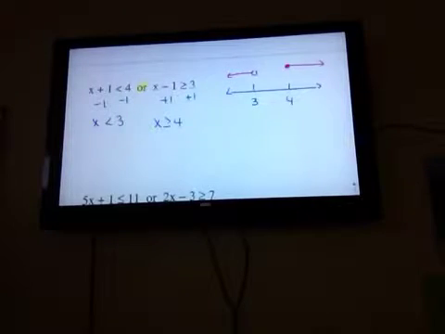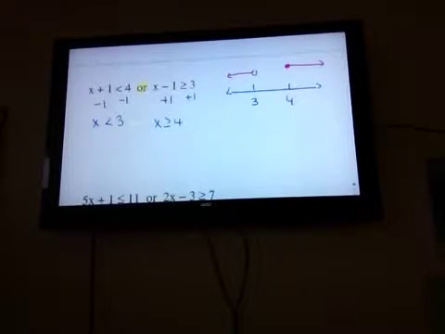So, I'm going to ask a question, and I'm going to redundantly answer it exactly like I asked. So listen carefully. If you take all the numbers less than 3 and join them together with all the numbers greater than or equal to 4, what do you get? You get all the numbers less than 3 and all the numbers greater than or equal to 4. You get the same thing I just said.